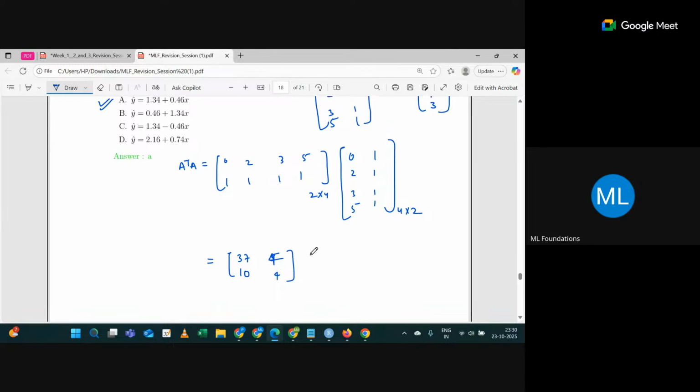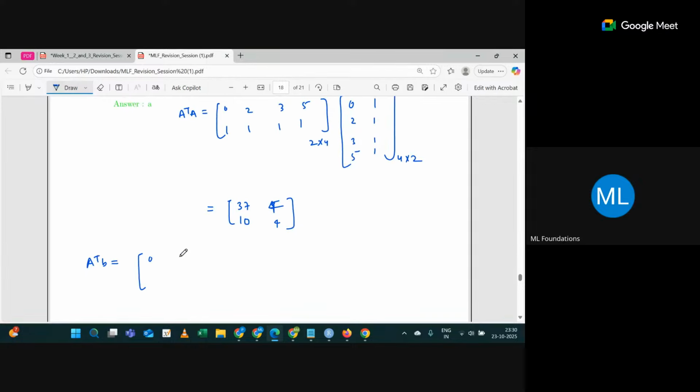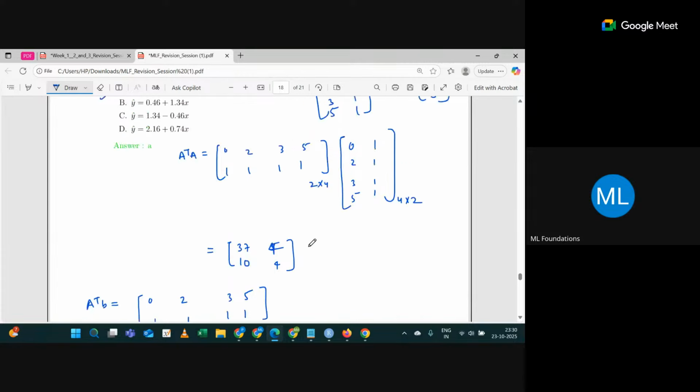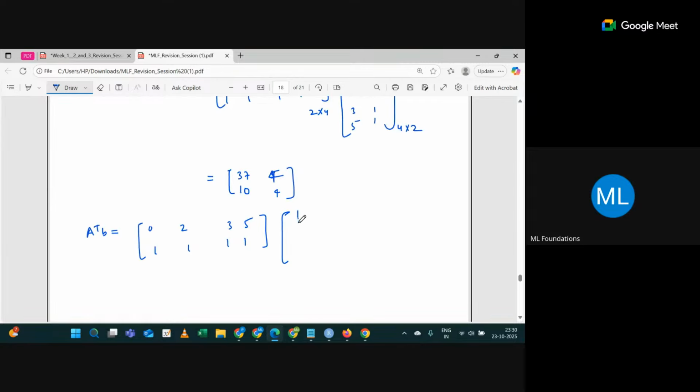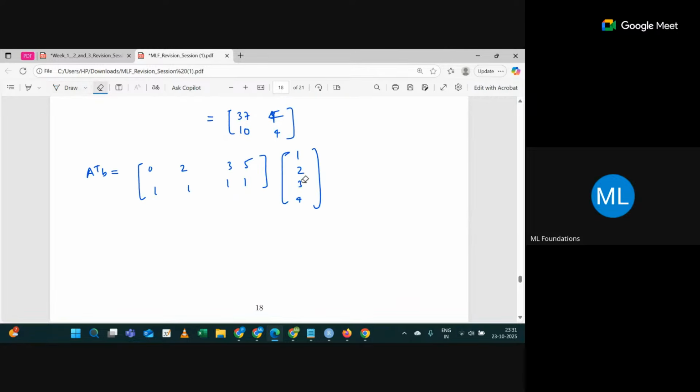So this is A transpose A X hat. So what is A transpose B? Basically A transpose is again 0, 2, 3, 5, 1, 1, 1, 1. And B is 1, 2, 4 and 3. So this is 2 cross 4, this is 4 cross 1, so I will get 2 cross 1.